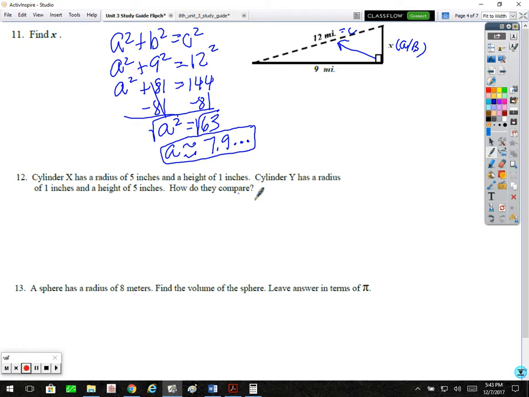Okay? All right. Next one, we have two cylinders we're going to compare. Well, cylinder X has a radius of 5 and a height of 1. So let's see if we can just freehand this. Okay? So we have a radius and we have a height. So we have a radius of 5 and a height of 1. This is going to be cylinder X, and then cylinder Y. This is going to be a little bit narrower, but a little taller.